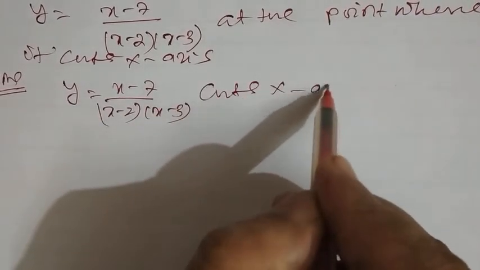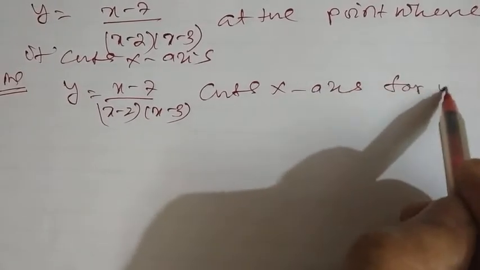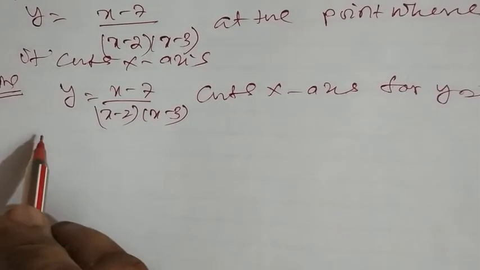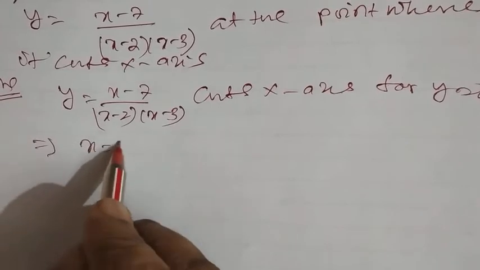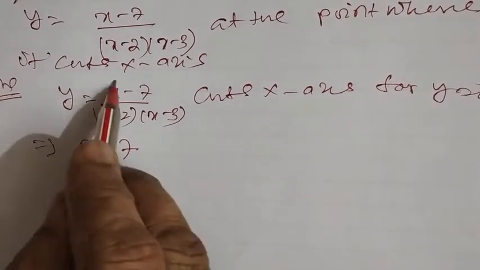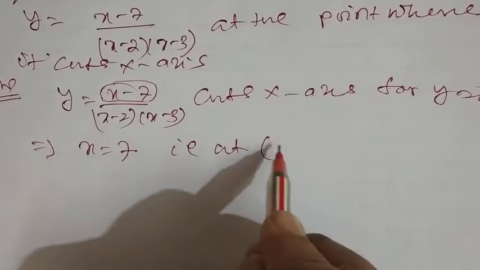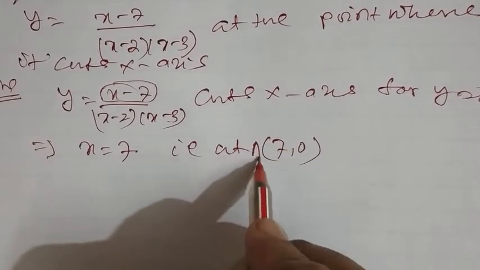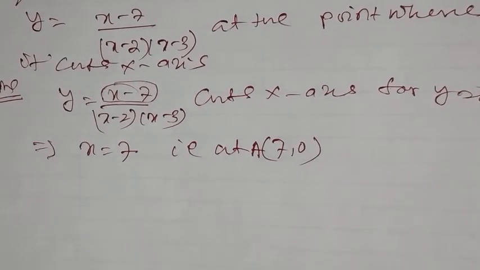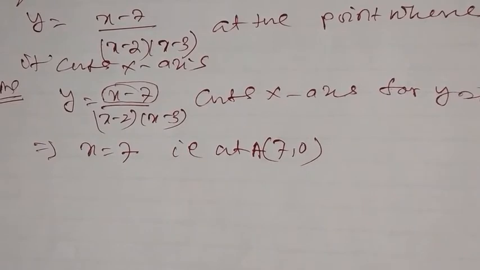Now, when it cuts the x-axis, y equal to 0, or not? That means x equal to 7, y equal to 0 means numerator 0. That is at (7, 0). Got the idea? Point mil gaya. Now I need the slope of the tangent. For the slope of the tangent I need dy by dx.